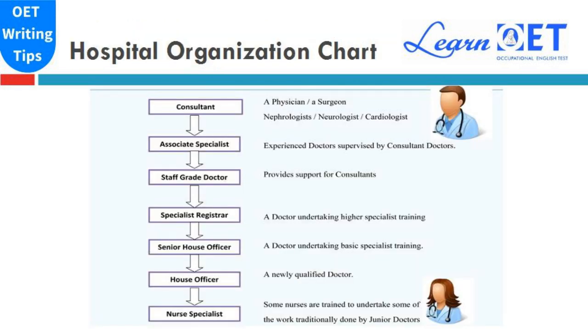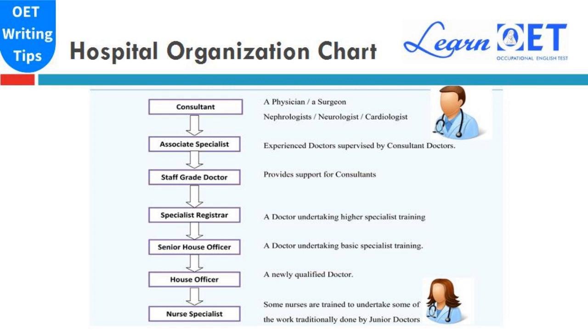Now we will discuss the organization of a hospital where the medical treatment or the diagnostic services are concerned. The top position in a medical department is a consultant. So the doctor who is in the top position of a hospital will be a consultant. A consultant doctor would be a physician or a surgeon or a nephrologist or a neurologist or a cardiologist. Each department will have a consultant who is the top position of the medical intervention.